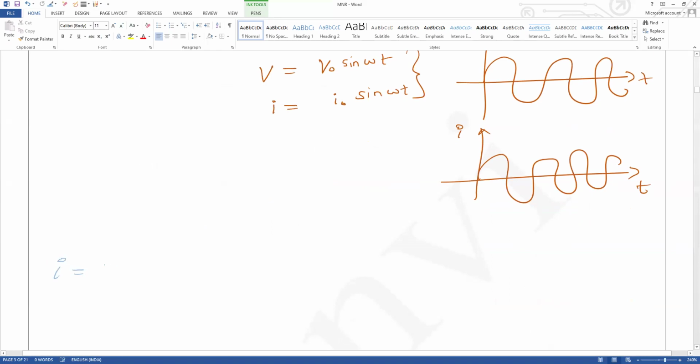So let us consider current now. Current I is equal to I naught into sine omega t. Any problem for anybody? Response is very important. With no response, it is not possible to understand.